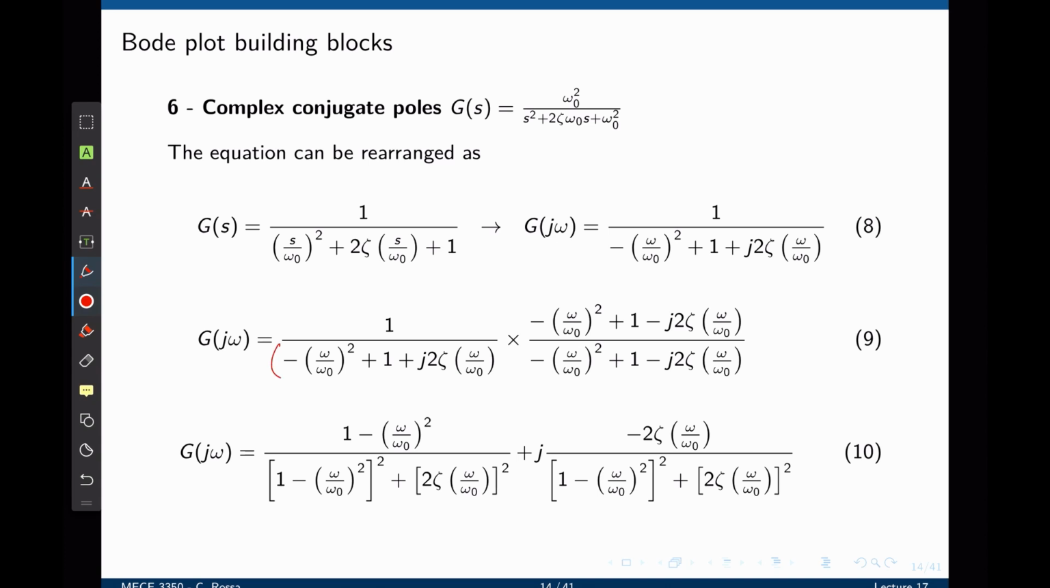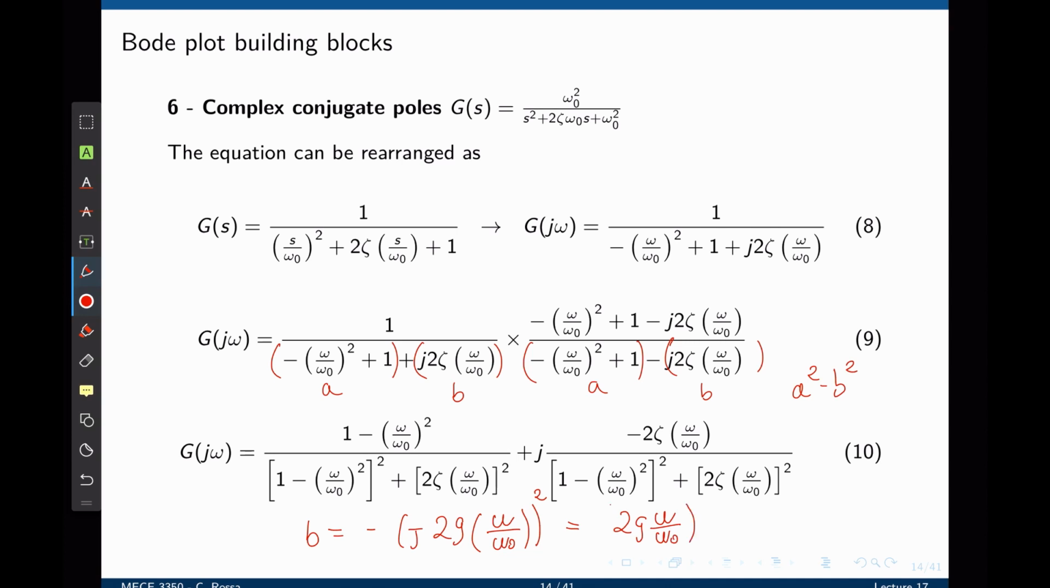The advantage of this method is that now in the denominator we have a plus b times a minus b, which results in a squared minus b squared. So for b we get negative j 2 zeta omega over omega 0 squared. J squared is negative 1, so this becomes now positive 2 zeta omega over omega 0 all squared. And that's the term we see here. Now through this manipulation, we have no more complex numbers in the denominator of the transfer function.